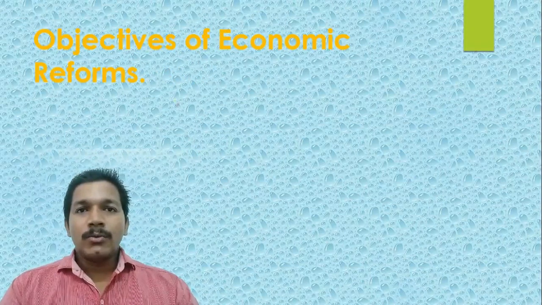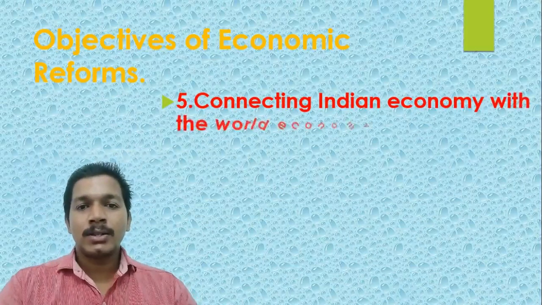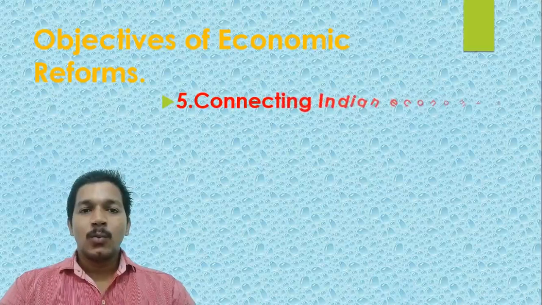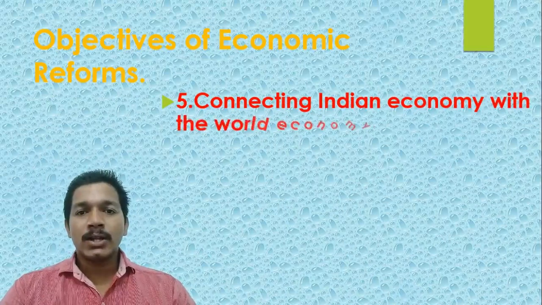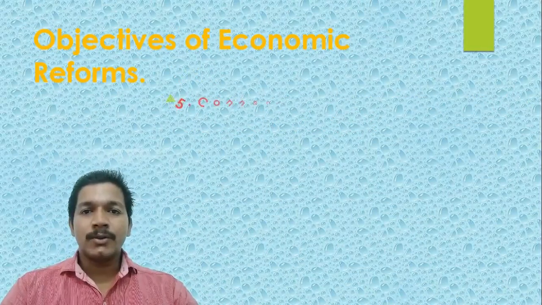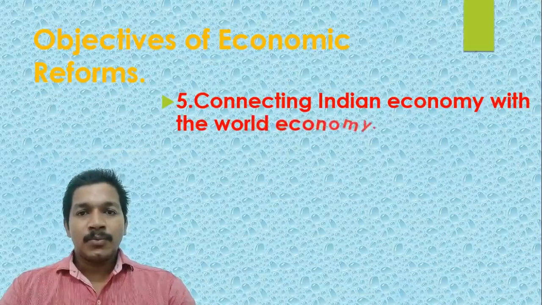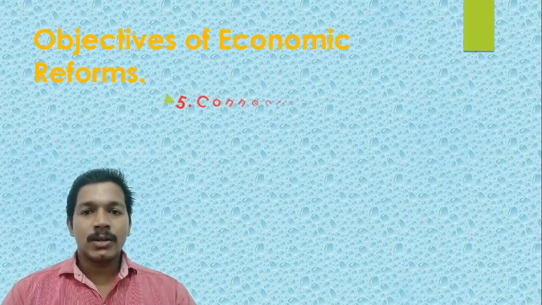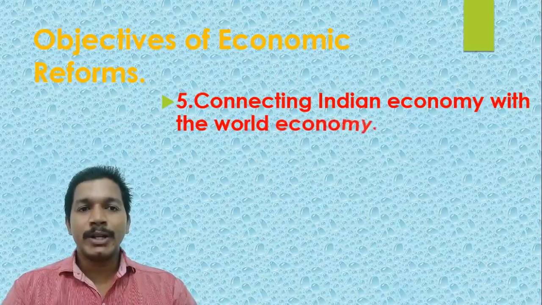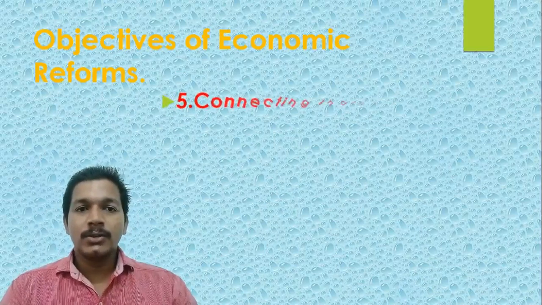Then, connecting the Indian economy with the world economy. By doing globalization, India has access to the world economy. So the Indian economy is connected with the world economy. Indian products started to be exported to other countries, and India started to import products from other countries. Even raw materials and finished products started to come to India. And the Make in India project also means products being made in India. So even foreign companies can start industrial units in India.